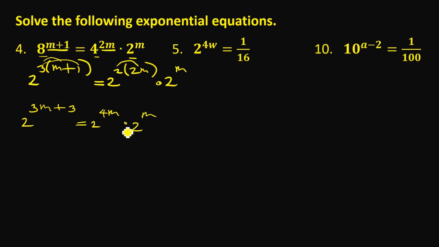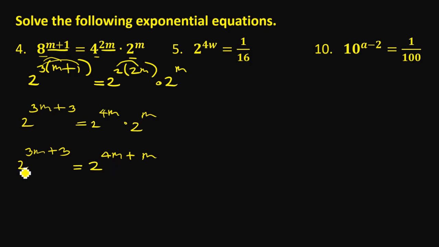Here, we can apply the product rule. In the product rule, you copy the base and then add their exponents. So we have 2 raised to 3m plus 3. You cannot combine 3m plus 3, they are unlike terms. Then equals, product rule, copy the base, add their exponents, so 4m plus m.